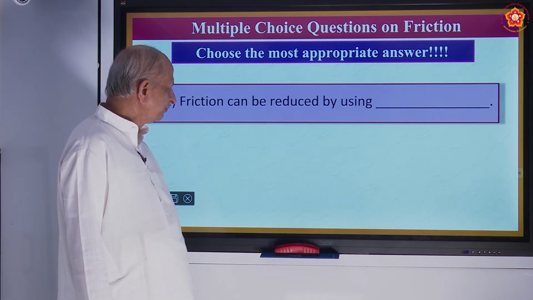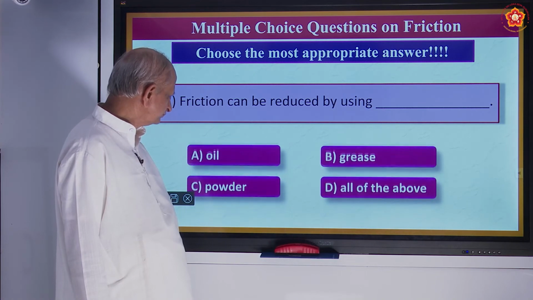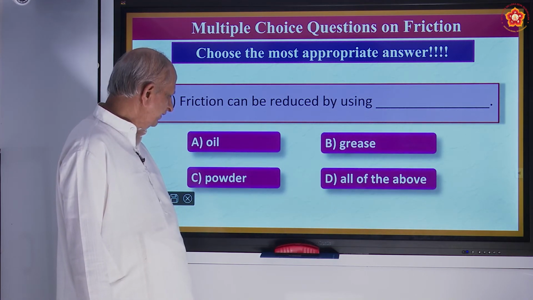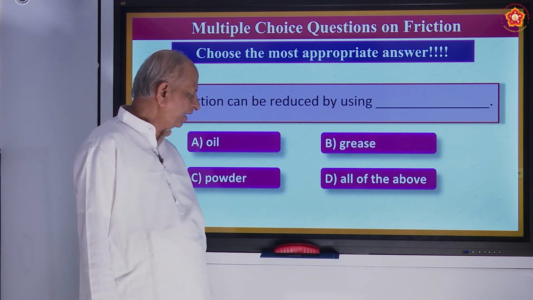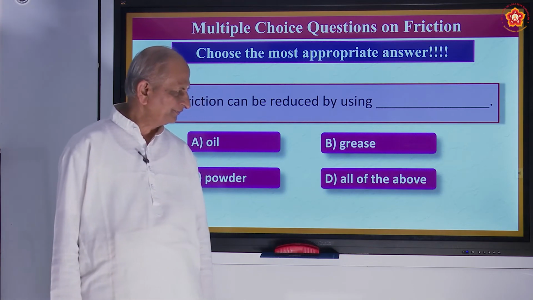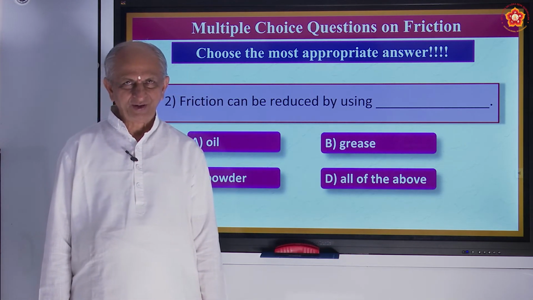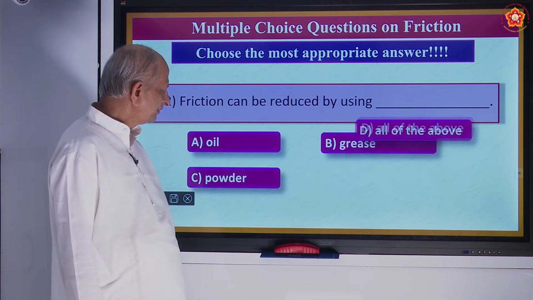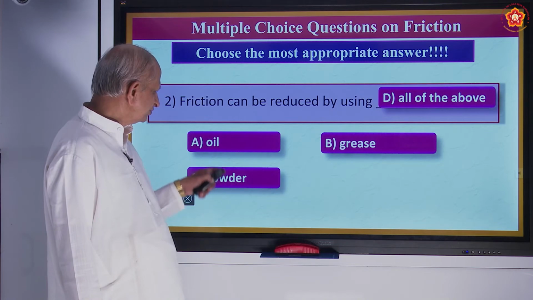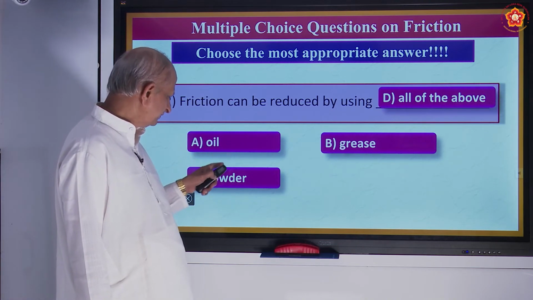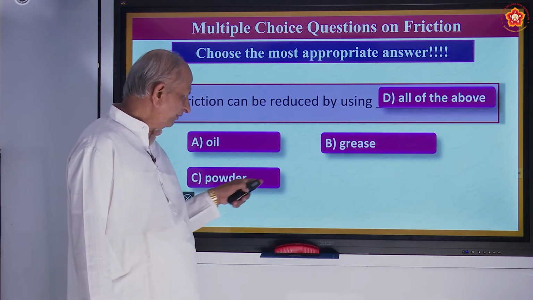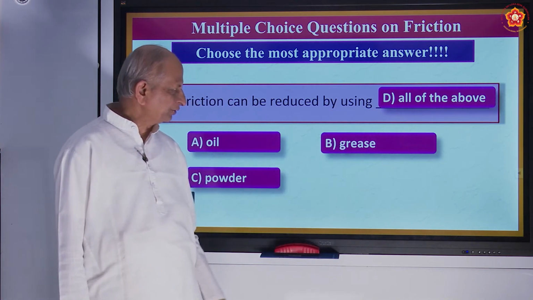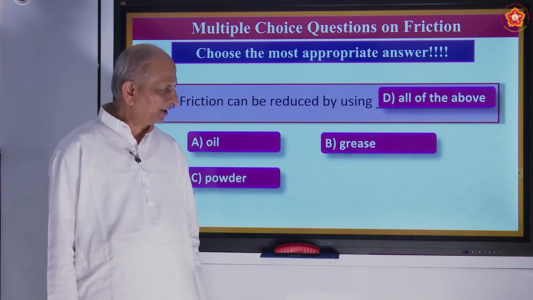Friction can be reduced by using oil, grease, powder, all of these. Come on, answer. 5, 4, 3, 2, 1. All the above. So you can put oil in some cases, in some cases you can put powder, in some cases you use grease. So all the above.